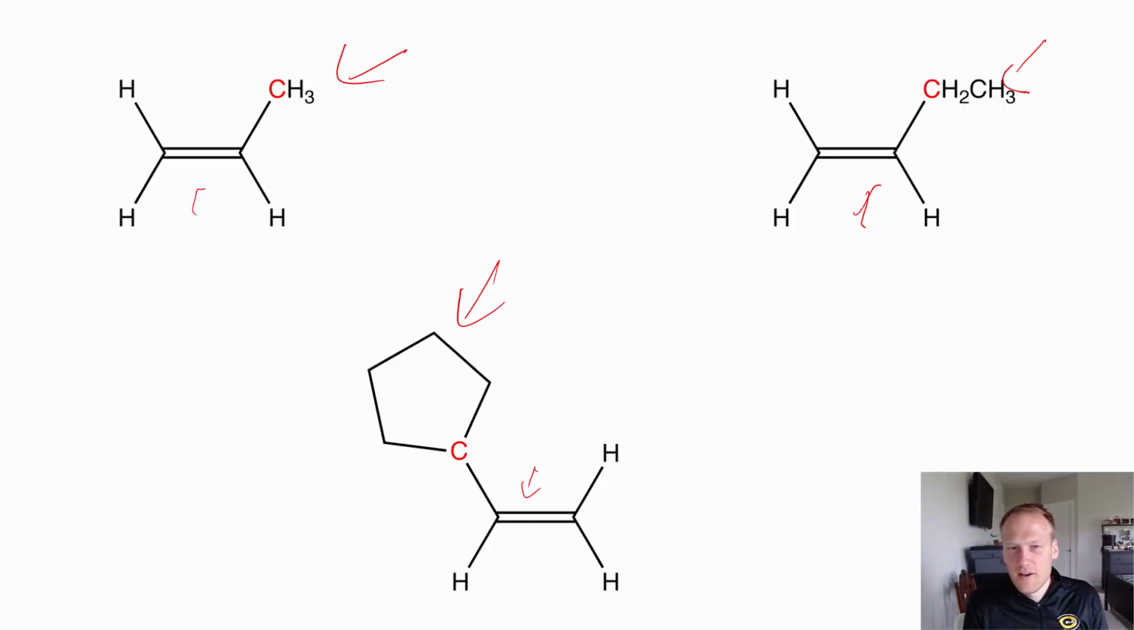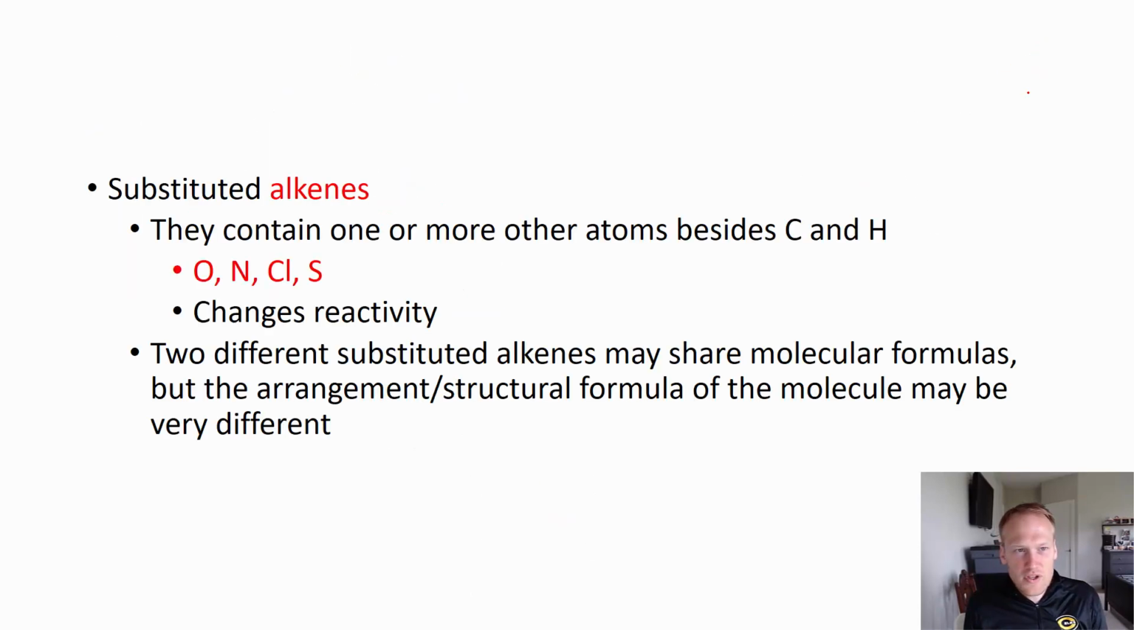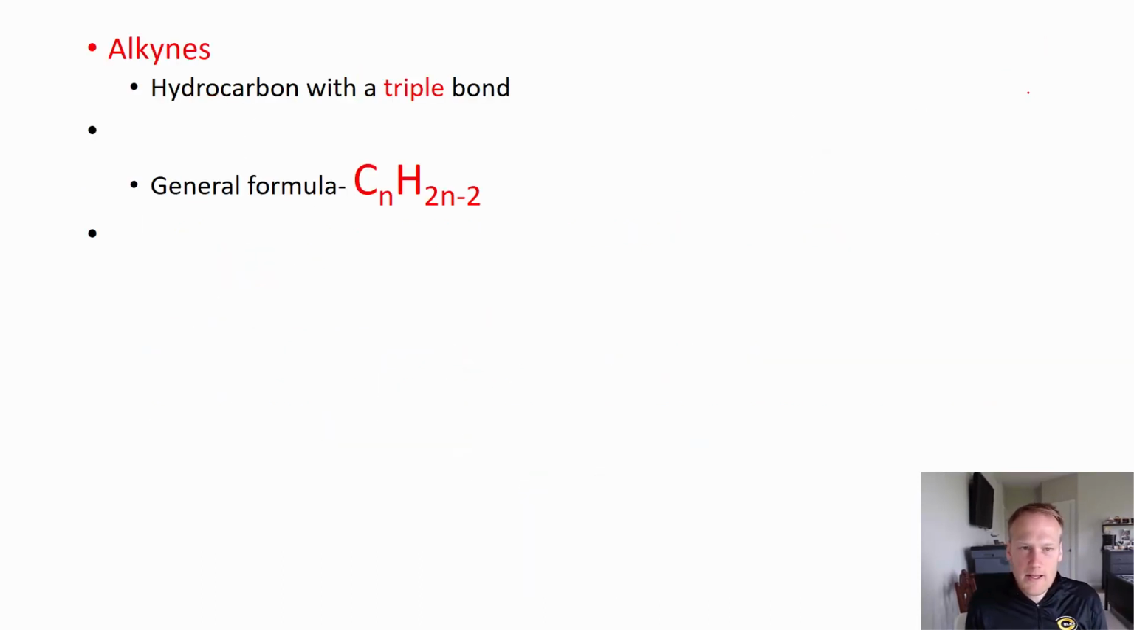You don't need to know what those properties are. We just know that these are called substituted alkenes. They're monomers that produce different types of polymers. Last thing here, well, not last thing, we're getting there though. Alkynes. You can probably follow the pattern at this point.